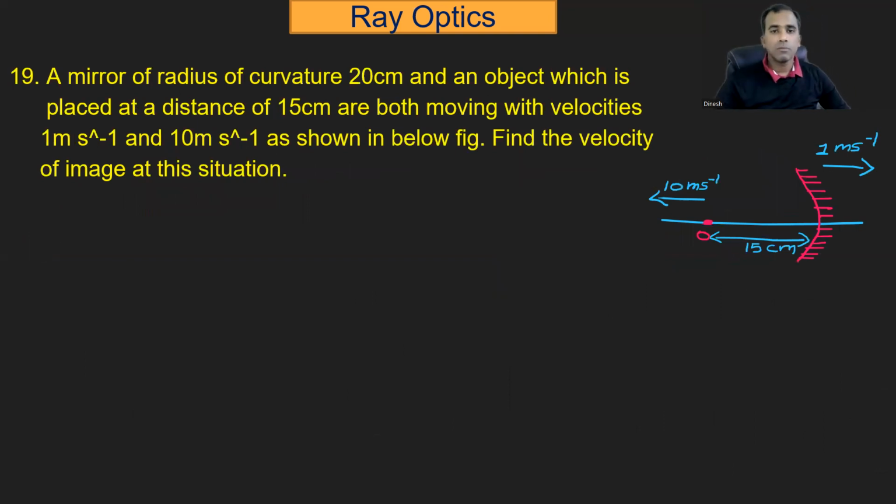Let us do one more problem based on velocities. Radius of curvature is 20 centimeters, it seems. So this is C. So this is F.